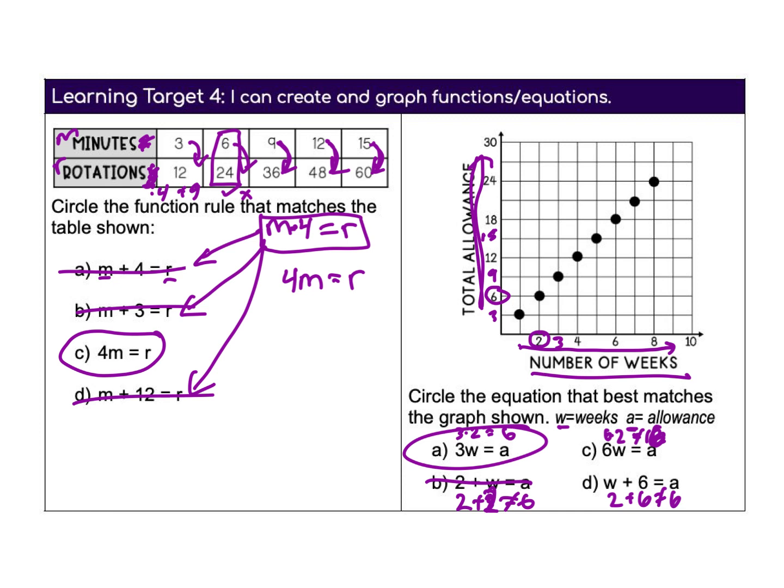I could multiply times 3, or I could add 4. How do I get from 4 to 12? Well, I could multiply by 3, or I could add 8. Which one do they have in common? Multiplying times 3. So that's going to be my rule.